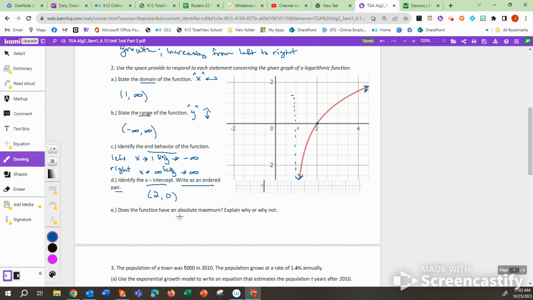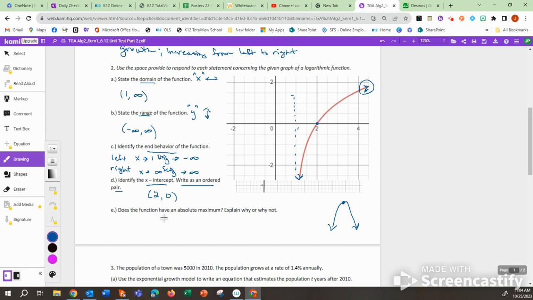And E says, does this function have an absolute maximum? So a maximum would be where the graph reaches its maximum height. So a parabola is a good example of a graph that has a maximum where it reaches the absolute max. But since this graph is going forever up, it's not going to reach a maximum and then turn back down. So we're really looking for highest mountaintops when we're talking about absolute maximum.